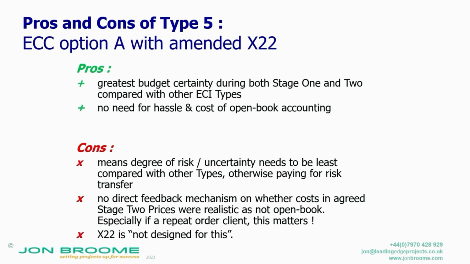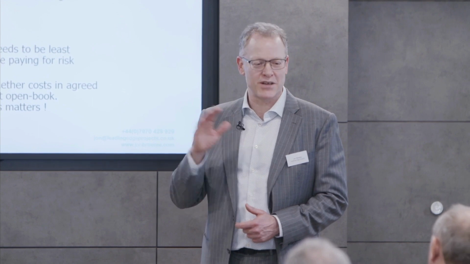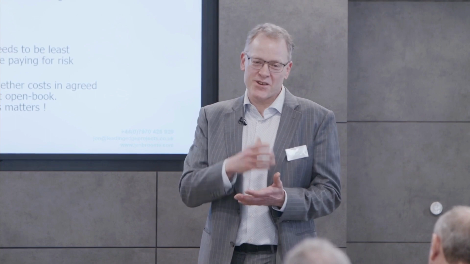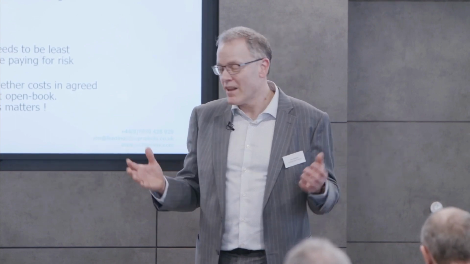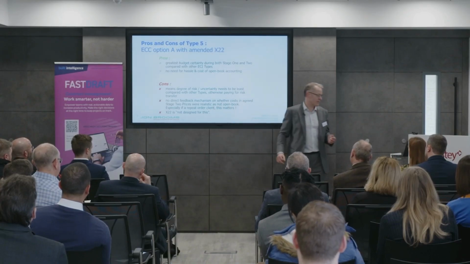And X22 is not designed for this. So this comes from a webinar on the ECI where a certain person said, please don't use ECI for option A, it's not designed for this. And in that sense, the person concerned is right because it doesn't make reference to option A, it makes reference to C and E. But apart from that, you could just put in a few things and say, if it's under option A, yeah. The question is, is it the right contract strategy and making a few tweaks to it? It's not many tweaks to it.